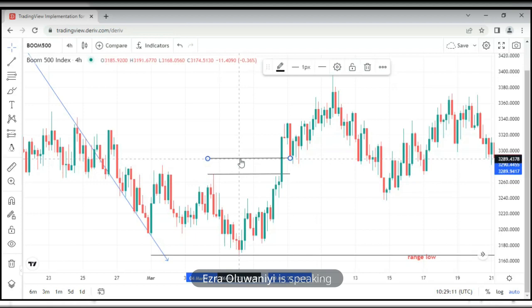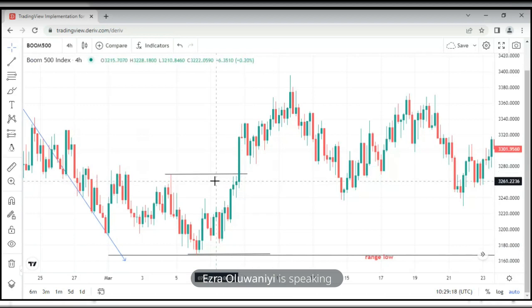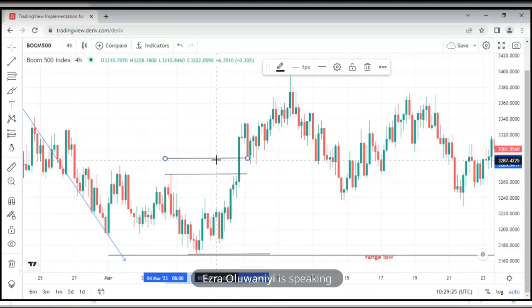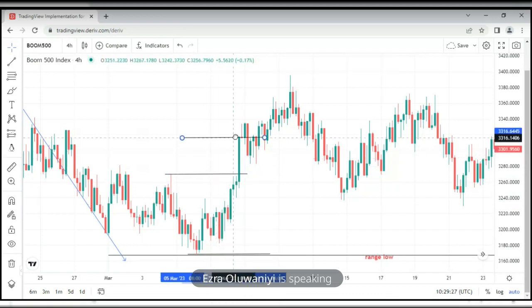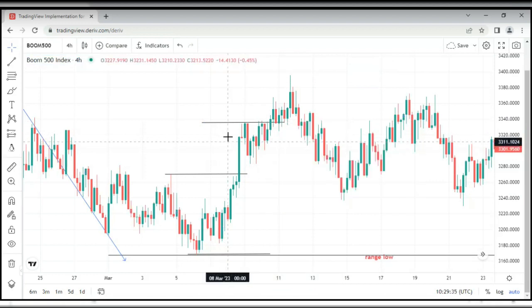So we have this range low around here. Now that's what we have. We have a new high around here. Now, for certain reasons, let's say as price was delivering, I marked this high, and we have this low here.